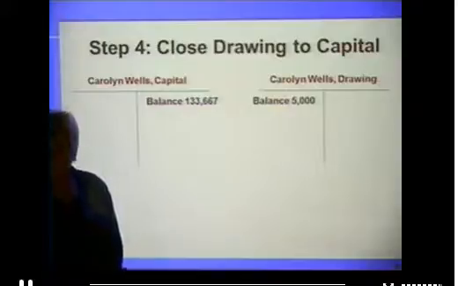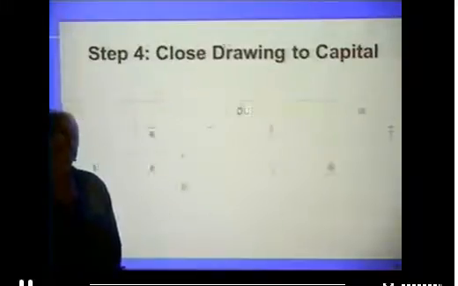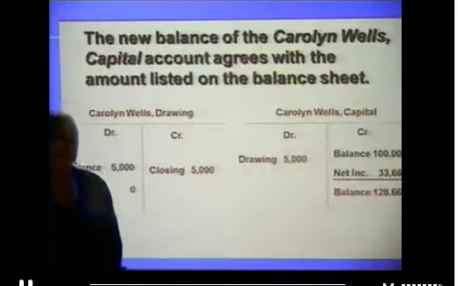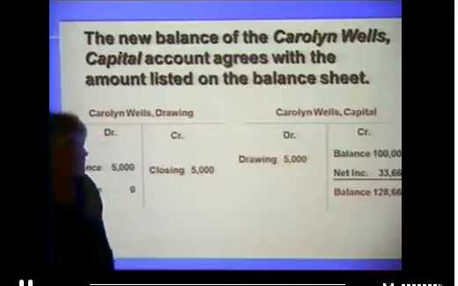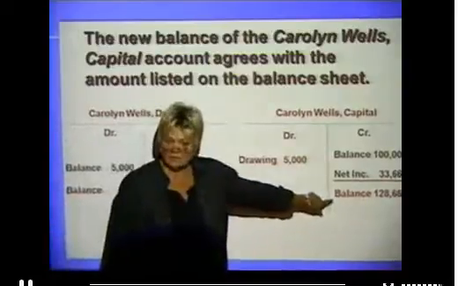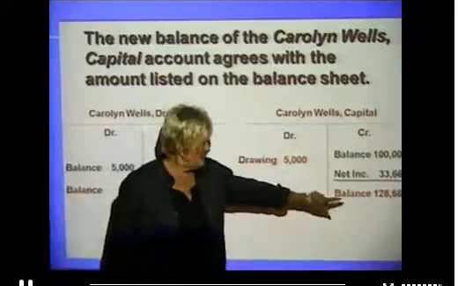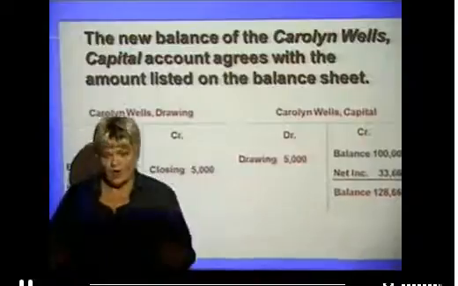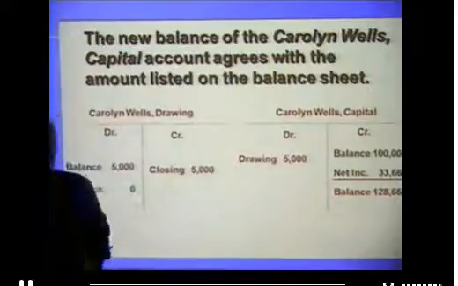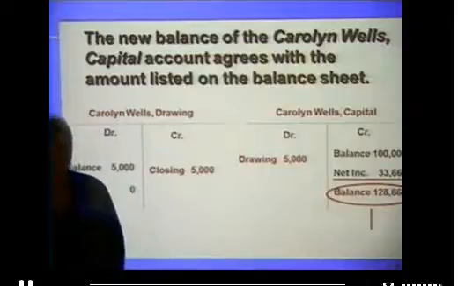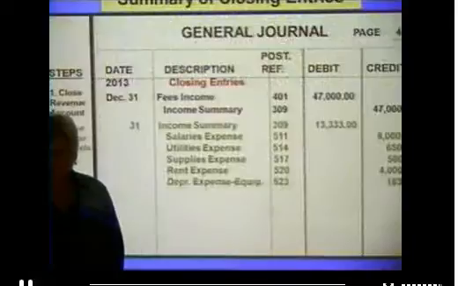Right? Okay. So now, when we've done all these entries, our owner's equity account will show the correct balance that we figured on the statement of owner's equity. Because we added the net income, we took out the drawing, so now our ledger accounts are up to date. Now they have the correct balance, so we can start a new accounting period.